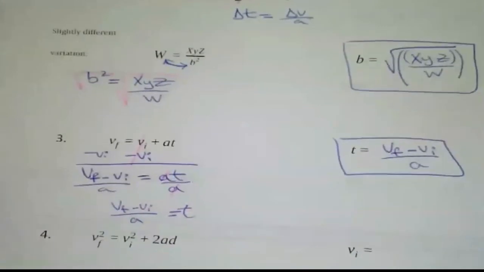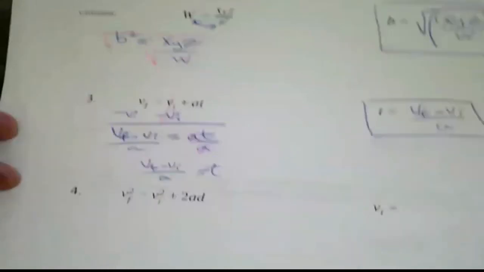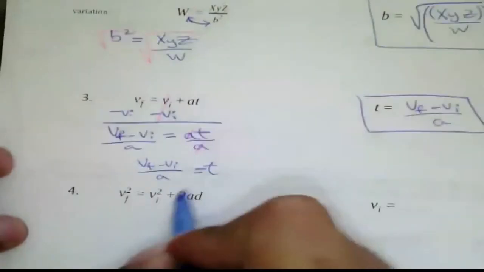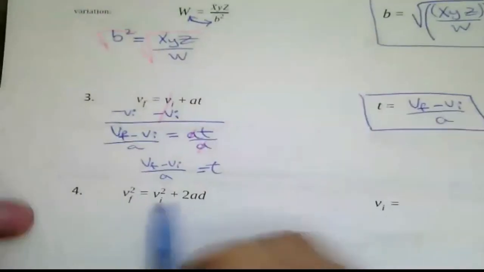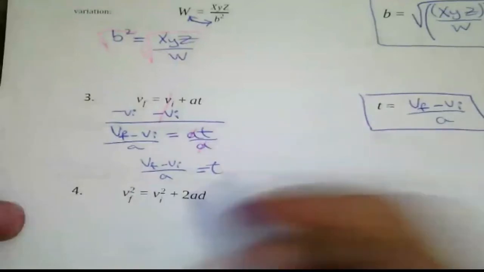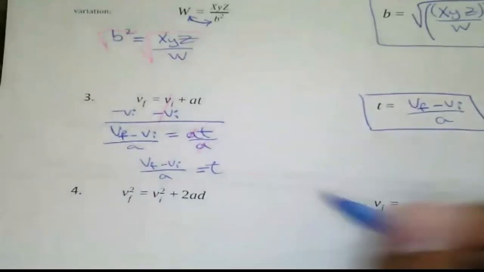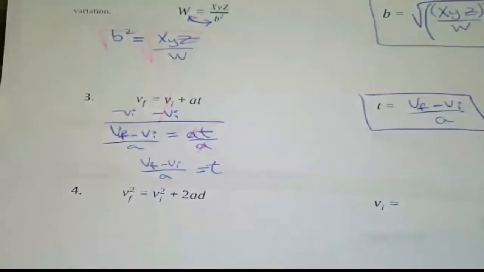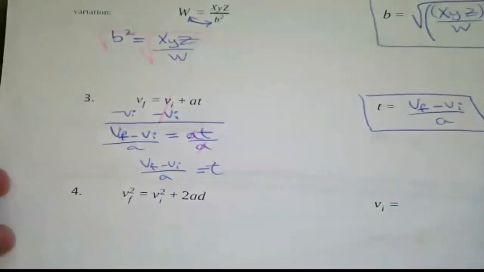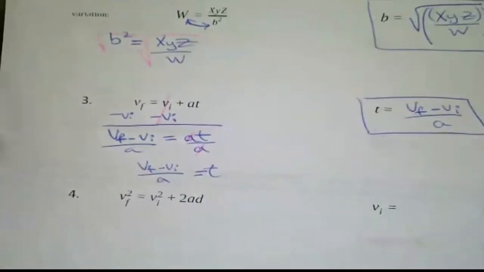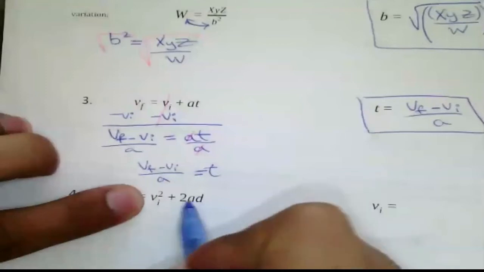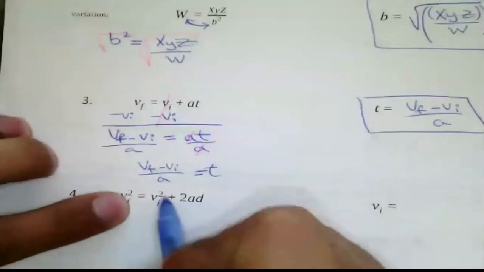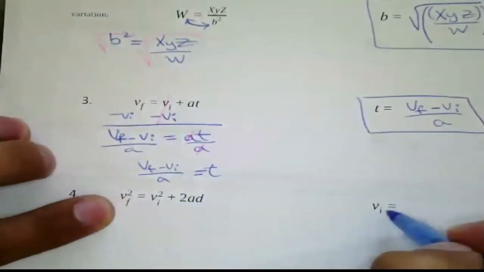All right, number 4. This one uses similar variables to some extent. We don't have T, so we have to use different variables in order to find whatever we're going to be solving for. In this case, we're solving for VI, and we have square root of both of these. So again, nothing too difficult, same process, just take the one step at a time. VF squared equals VI squared plus 2AD. So currently we're adding 2AD to this VI squared, and we're solving for VI.